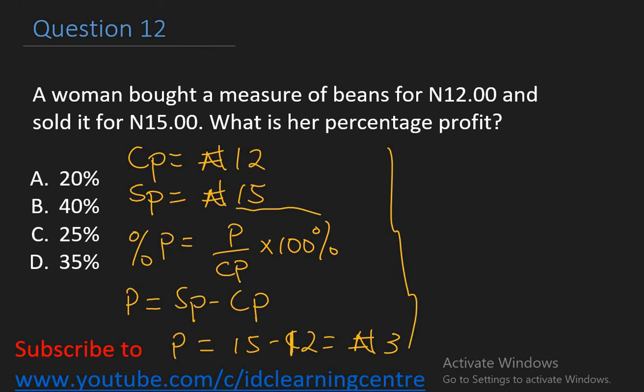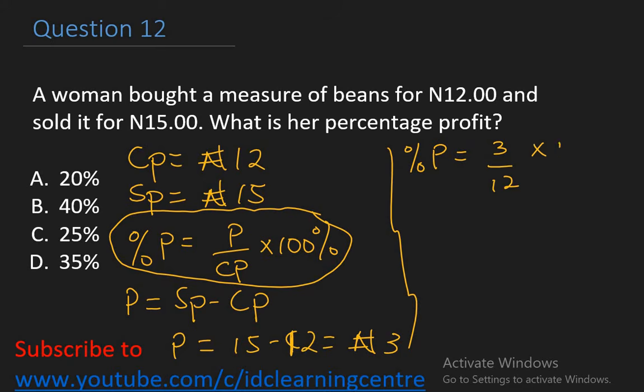Then let's go back to this formula for calculating percentage profit. So percentage profit will be the profit, which is 3 naira, divided by the cost price, which is 12 naira, times 100%. Alright, so 3 into 12 is 4. 100 divided by 4 is 25%. So the percentage profit is 25%.